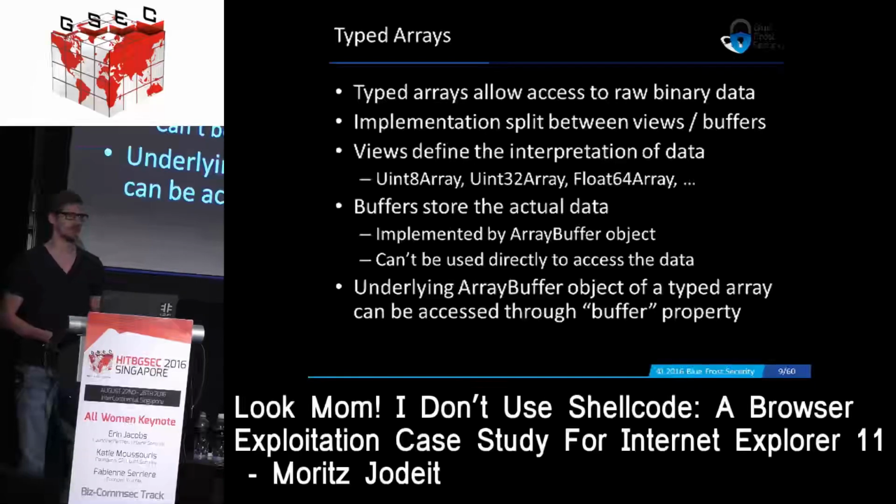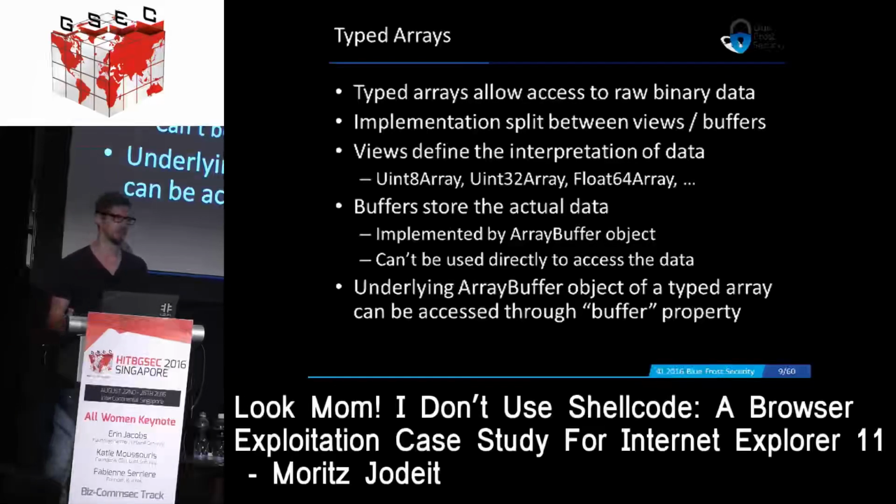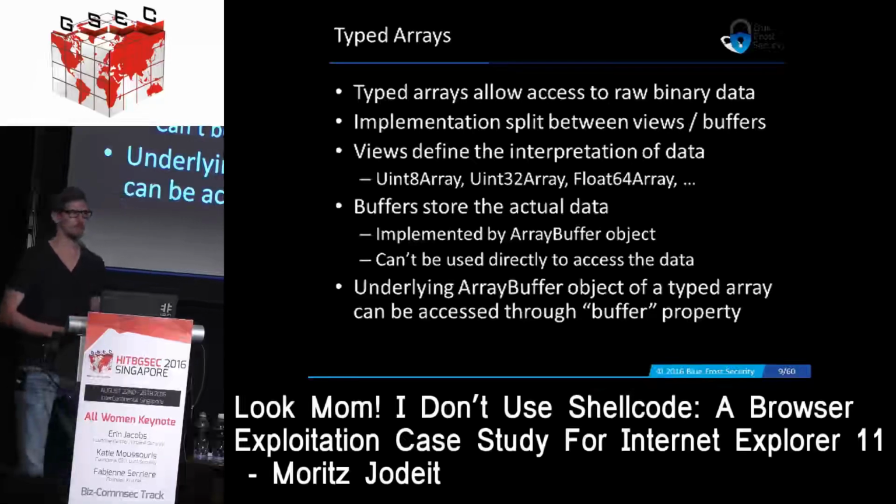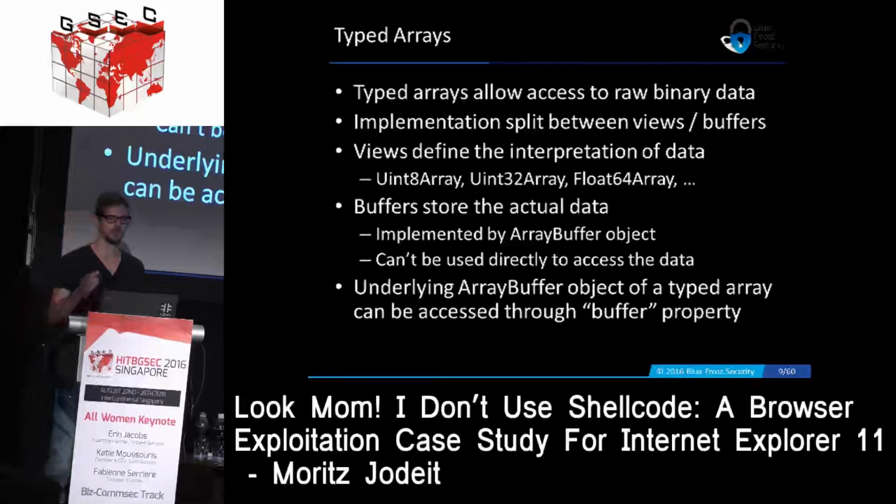So the implementation is basically split between views and buffers. A view can be seen as something like a typecast, so it just defines the way data is accessed, while the buffer is the part which stores the actual data. Buffers are implemented in the ArrayBuffer object, and this object can't be accessed directly. So you always have to use a view or one of its subclasses like Uint8Array or Uint32Array. However, you can get a reference to the underlying ArrayBuffer of a typed array by using the buffer property.